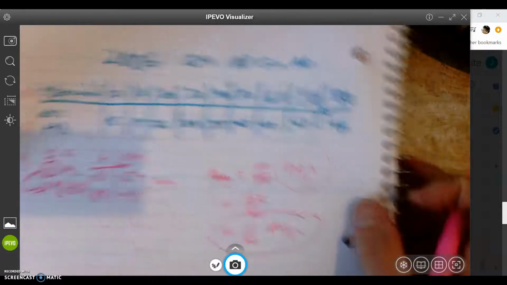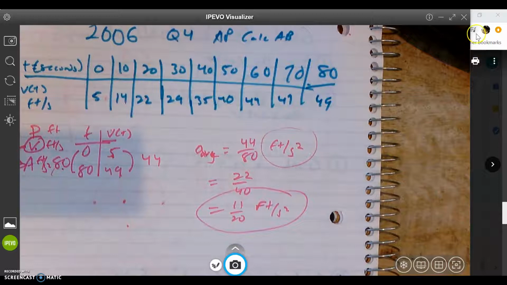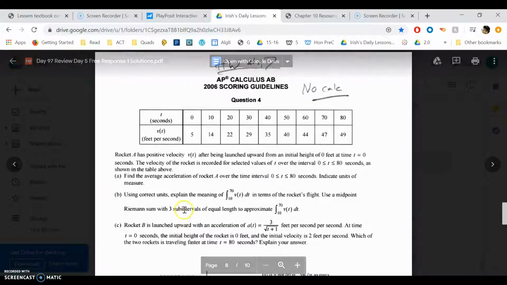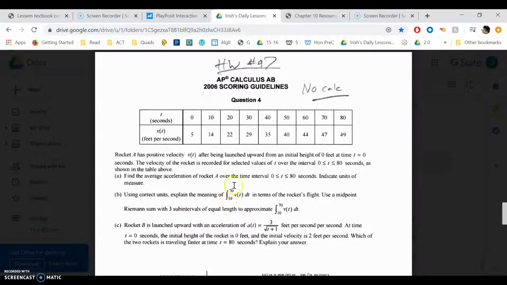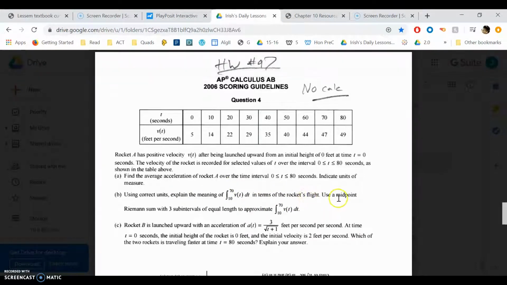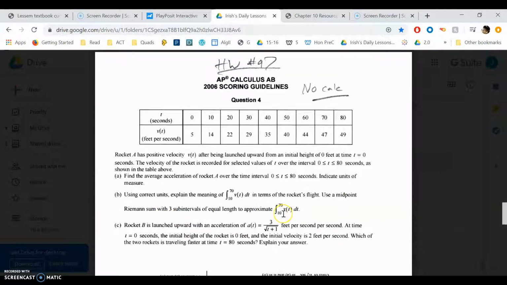Okay, B. All right, let's do B. Nice, doing good. So what's B look like? Using correct units, explain the meaning of the integral from 10 to 70 of v of t dt in terms of the rocket's flight. Okay, so we need an explanation. And then use a midpoint Riemann sum of 3 subintervals of equal length to approximate the integral from 10 to 70 of v of t dt.